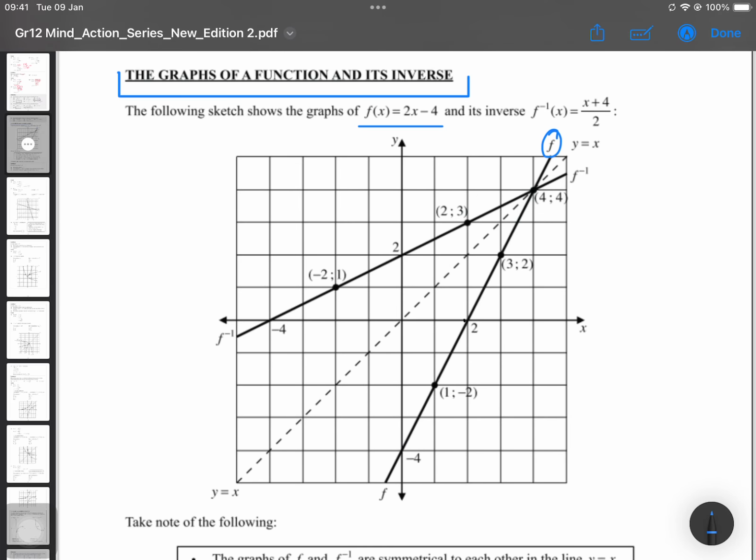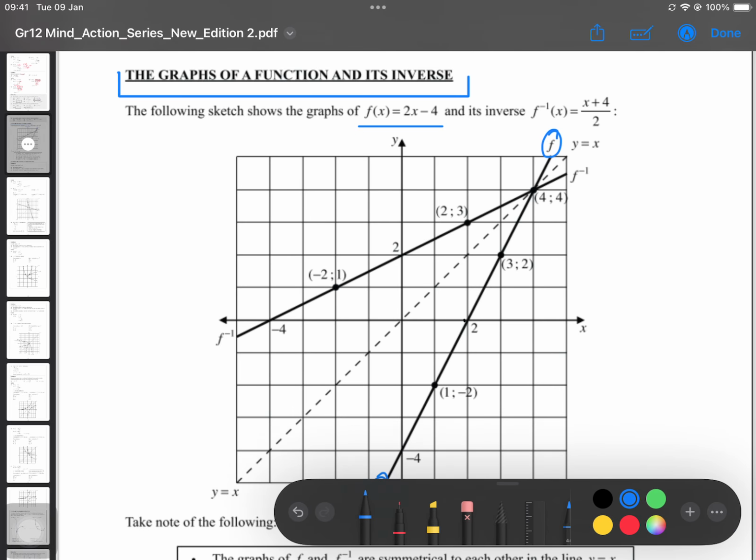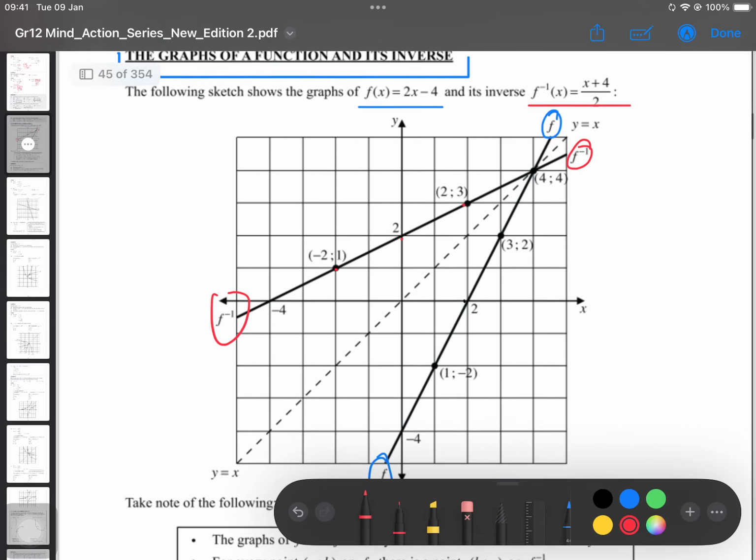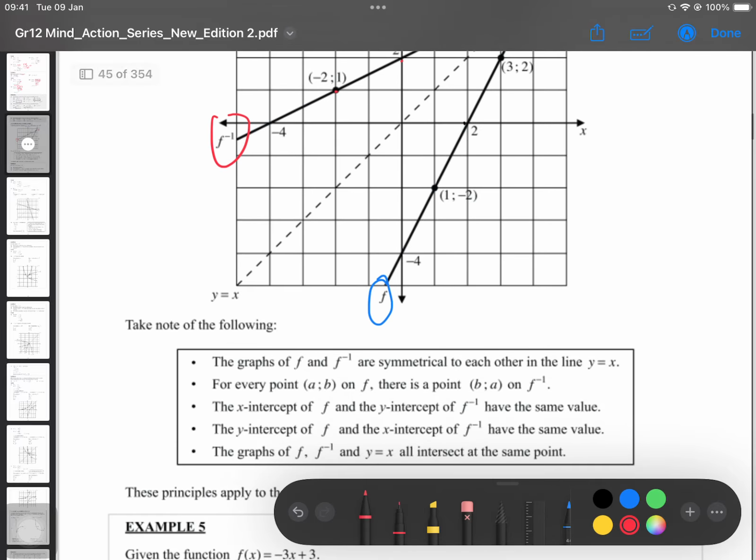So this one is f. And then the inverse is also shown there, which is this one. Now, with those two, what do we notice? Take note of the following.